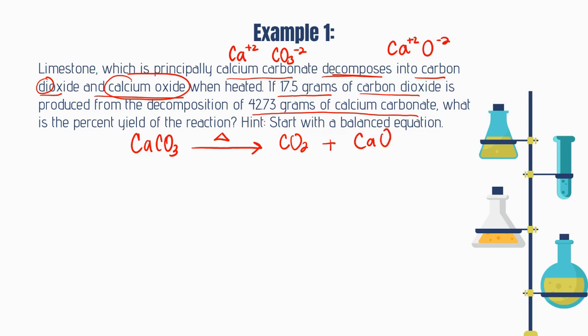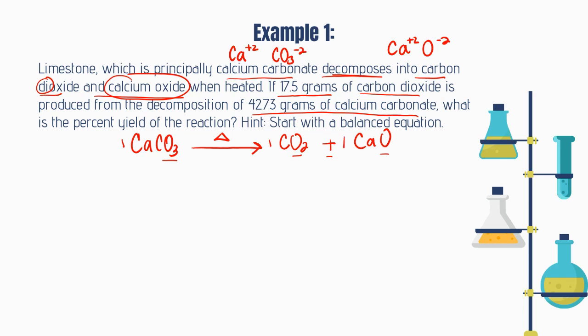Now, the last thing I want to do before we move on is make sure our equation is balanced. And it looks like it is. I have one calcium on both sides, one carbon on both sides, and in the reactants, I have three oxygens, but on the products, I have two from the carbon dioxide plus one from the calcium oxide, so that adds up to three. So we're all balanced. If it helps, you can write your coefficients of 1 here, but you don't need to.